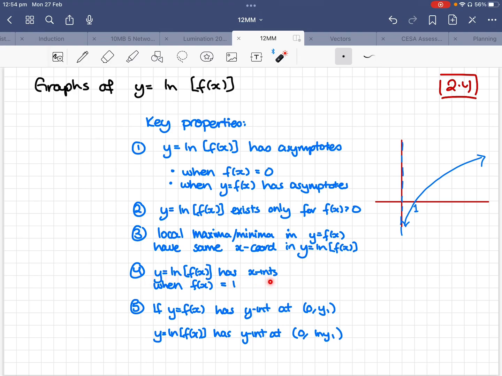Ln of f of x has x-intercepts when f of x is equal to 1. If we have a look here, ln of 1 is equal to 0. That means we've got an x-intercept at x is equal to 1 on the graph of y is equal to ln x. All we're saying here is ln of 1 is equal to 0. So if f of x is equal to 1, then ln of f of x is equal to 0.